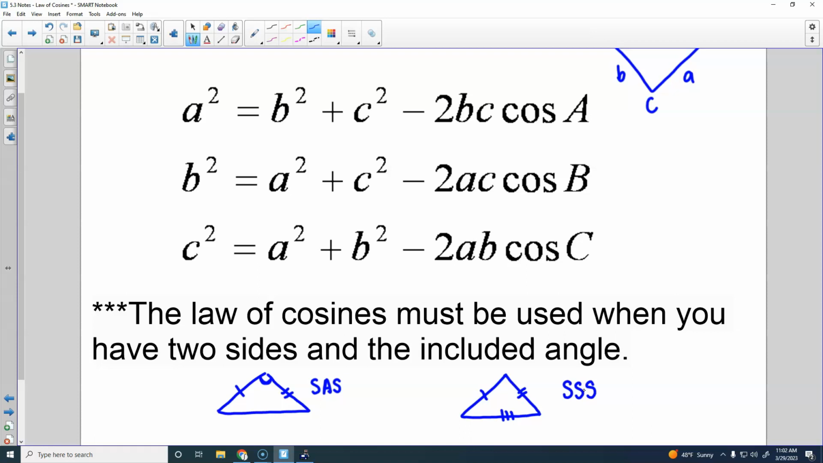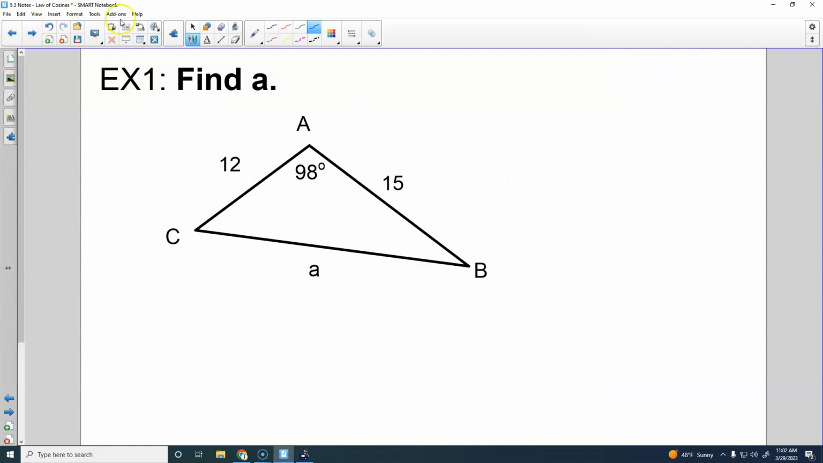Okay, are we all right here? All right, so let's look at our first example. You can see I'm not going to be able to set up the law of sines.